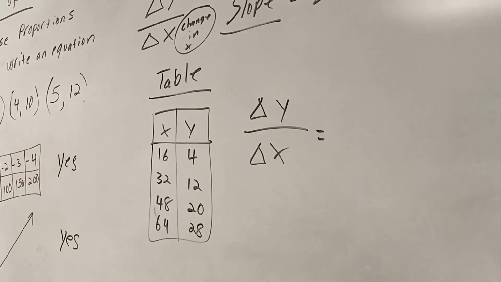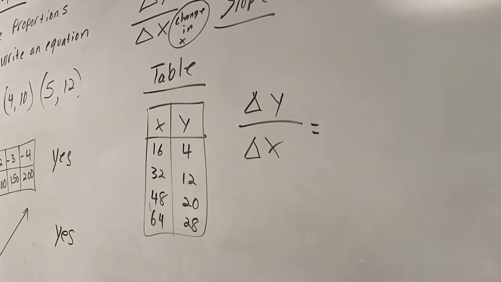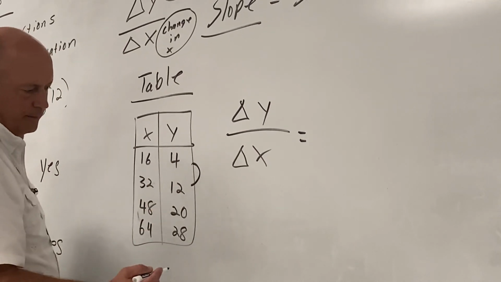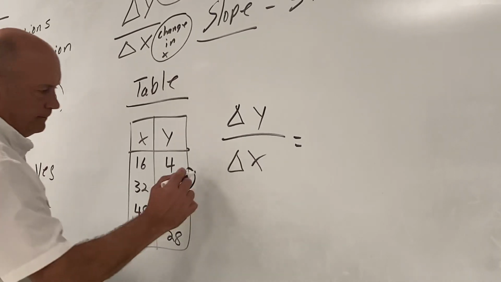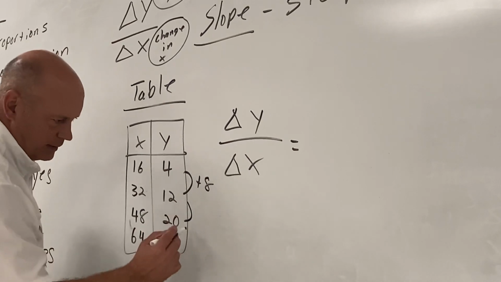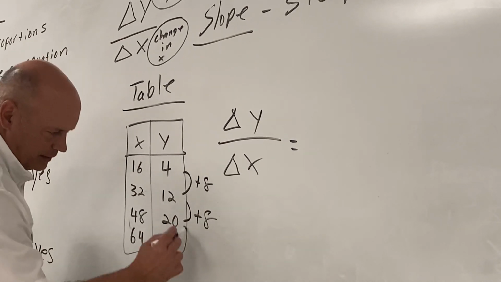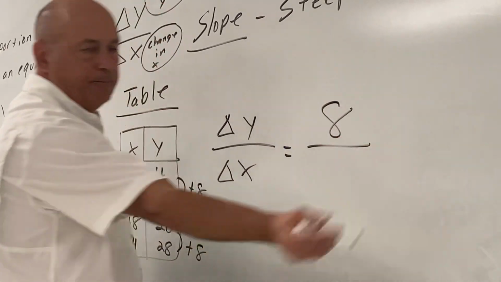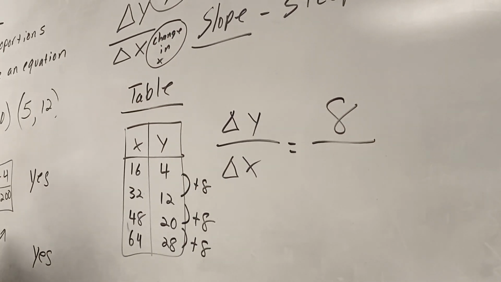All right, let's find the slope of this bad boy. How much of the y is changing? 6. 8. How about here? 8. How about here? 8. Y'all agree that the change in y is 8? Yes. Let's find the change in x.